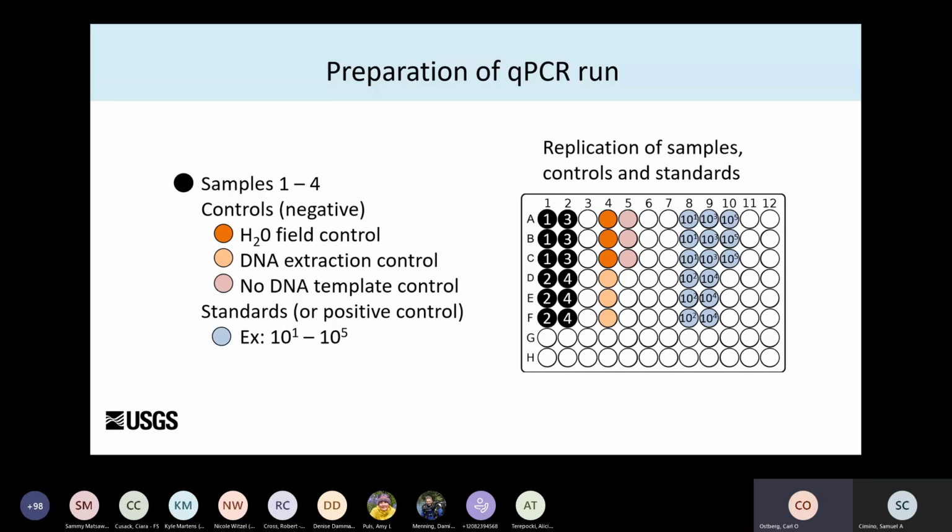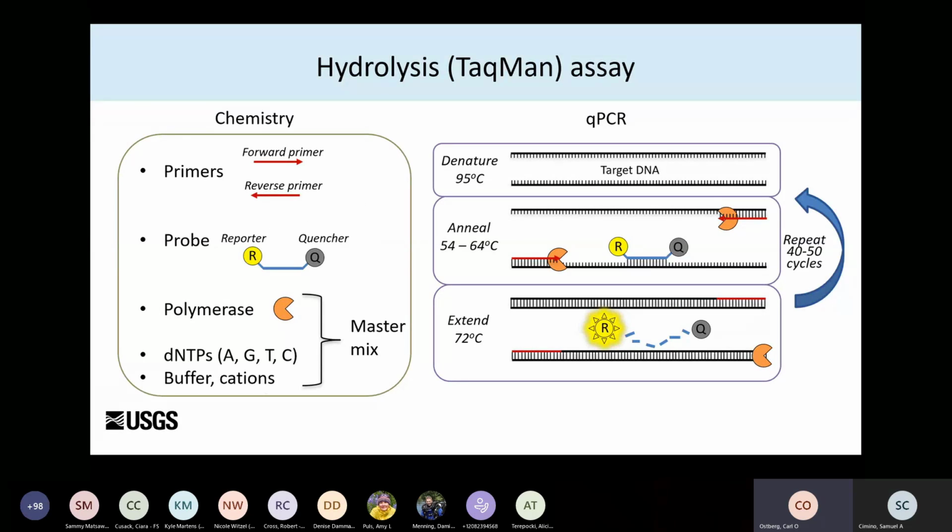And we also have our standards here, and these are serial dilutions that allow you to estimate the DNA concentration in your samples. Standards also let you know if your PCR is working and how efficiently it's working. In the example here, we've got 5 10-fold standard dilutions starting at 100,000 copies and going down to 10 copies. Replication of the standards produces a much tighter standard curve.